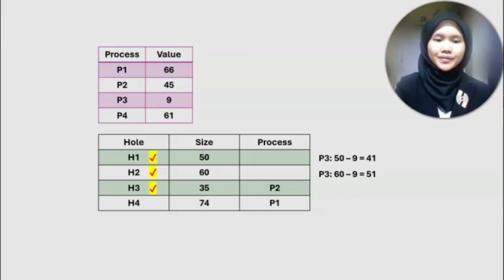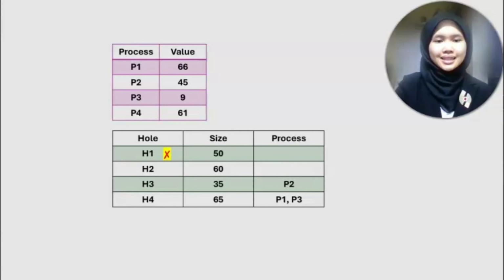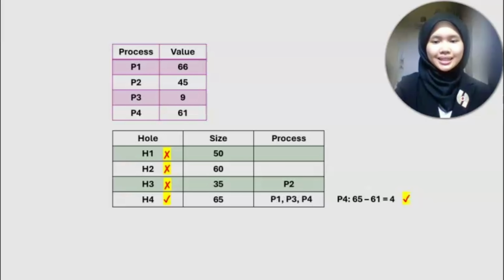Similarly, P3 with a value of 9 is placed in H3, leaving 65 units of unused space. Lastly, P4 with a value of 61 is placed into the largest available hole, which is H4, where 65 units of space were left after P1 and P3. This leaves 4 units of unused space.